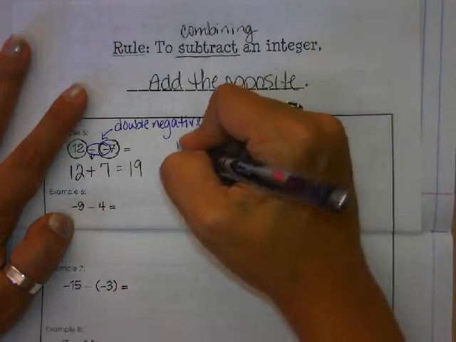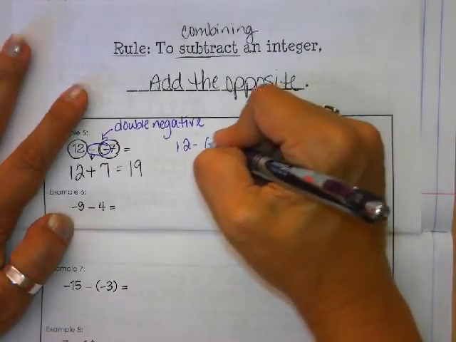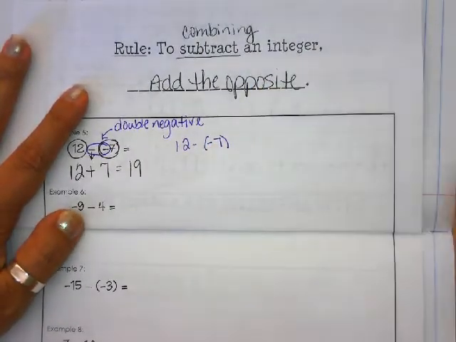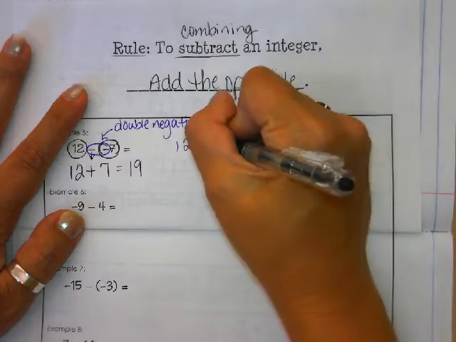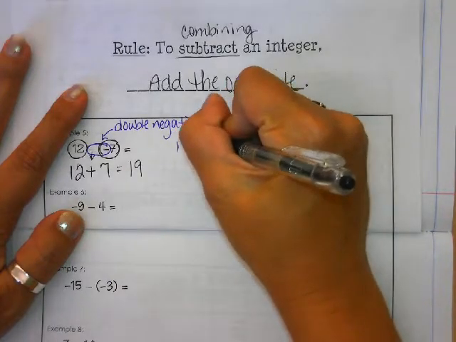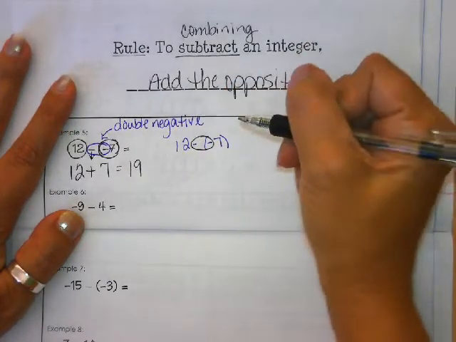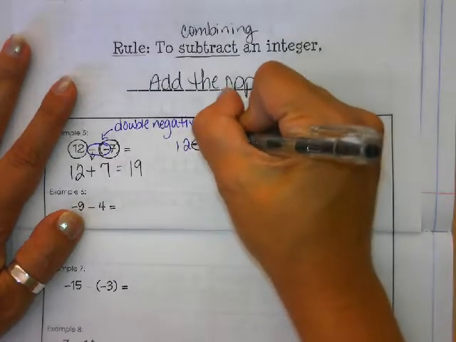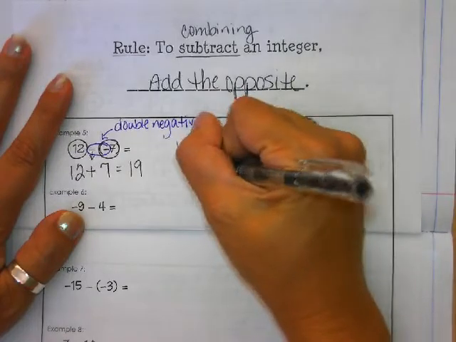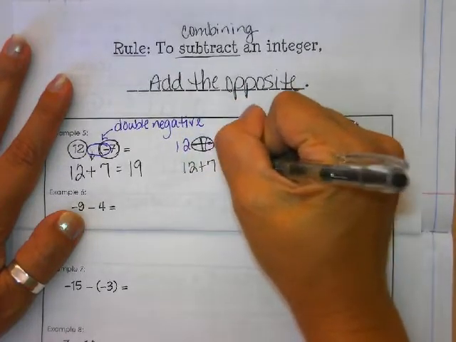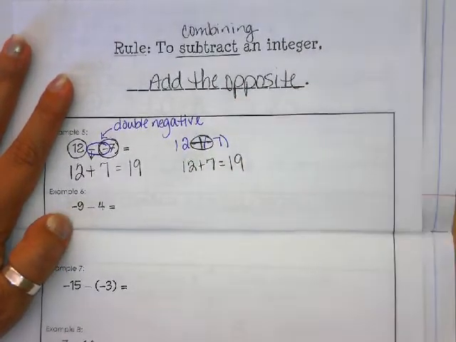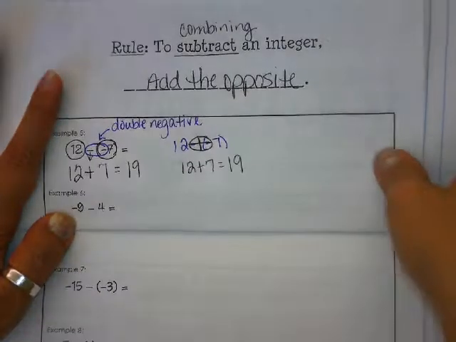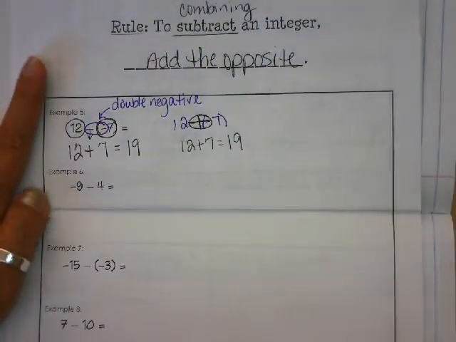So another way to write this, if I rewrote 12 minus a negative 7, is I could go through and I could circle my double negative. Double negatives become a positive. Two sticks make a plus. So I can put these together to make a plus sign. And now it still looks like 12 plus 7. So you can do either method that works for you. So here we can look.